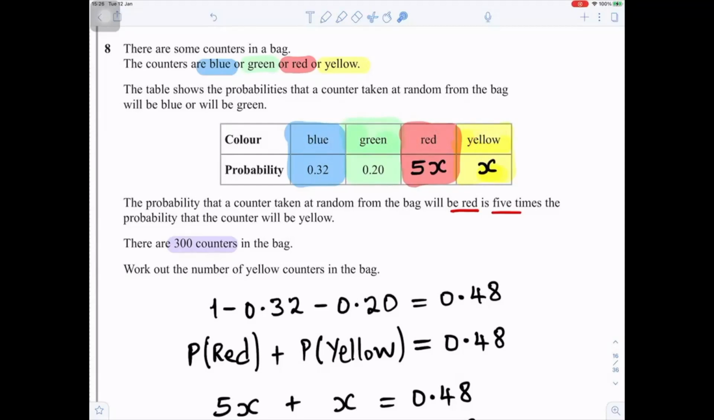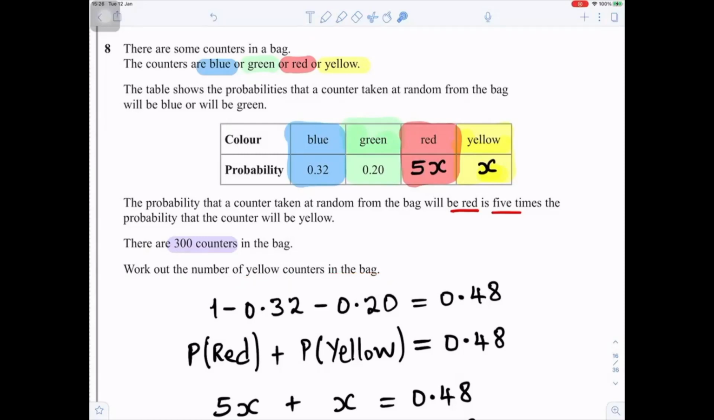But we can call the probability of yellow X and the probability of red 5X. The probability that a counter taken at random from the bag will be red is 5 times the probability that the counter will be yellow. So if yellow is X, red is 5 times X. There are 300 counters in the bag. Work out the number of yellow counters in the bag.